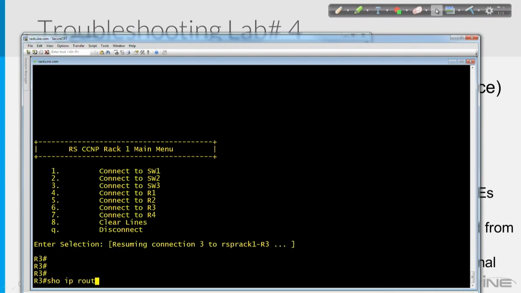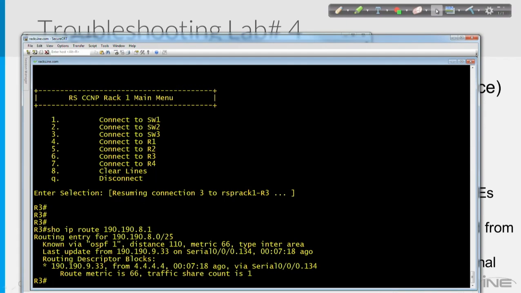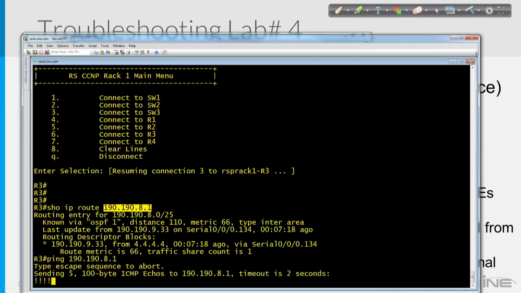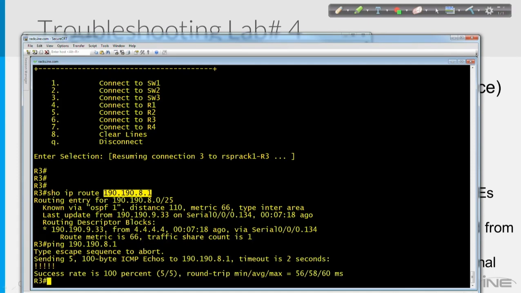Show IP route 190.198.1. Okay, so he does have a route. And can he ping it? Yes, he can ping it. So we do have end-to-end IP connectivity. At least ICMP can get there all the way and back, but Telnet cannot get all the way and back.